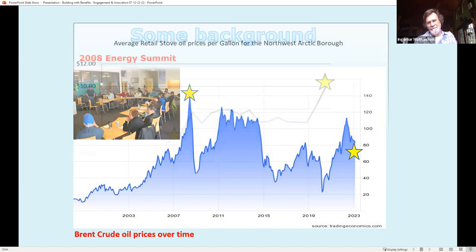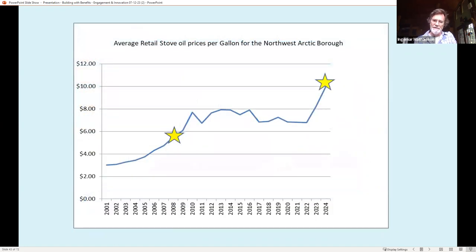Next slide. However, that has not happened in our borough. We went from about $5 average in 2008 to now over $10 average. So the logistics, inflation and the environmental issues are now taking over and making it super expensive. And it's definitely in survival mode now, even worse than 2008. Next one.